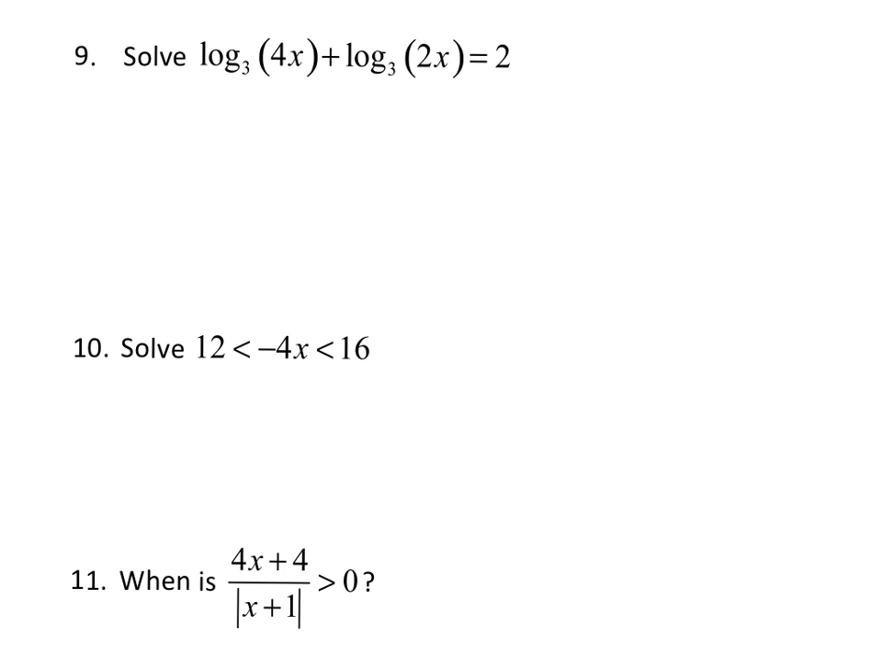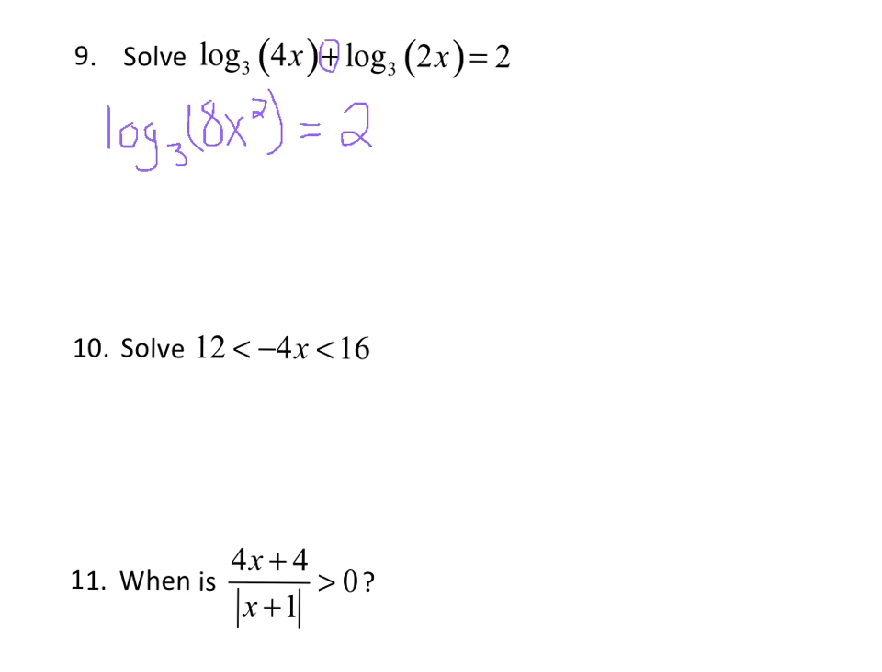For number 9, we need to remember about condensing logarithms. We cannot solve a logarithm if there's more than one logarithm on one side of the equation. But we do know how to condense logarithms, so we can turn 2 logarithms into 1. So since these 2 logarithms are being added together, we can condense them using multiplication. So we'll have log base 3 of 4x times 2x, which would give us 8x squared. And that equals 2.